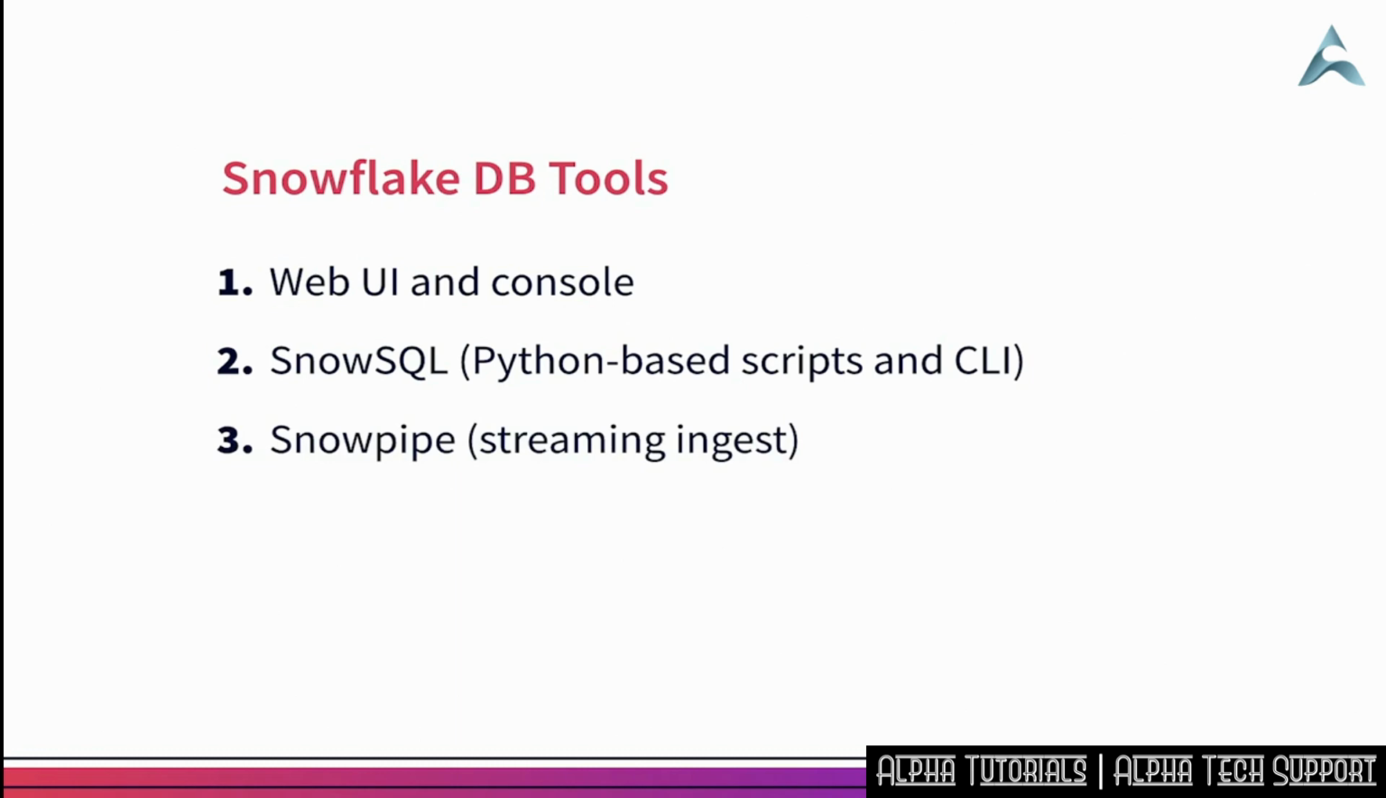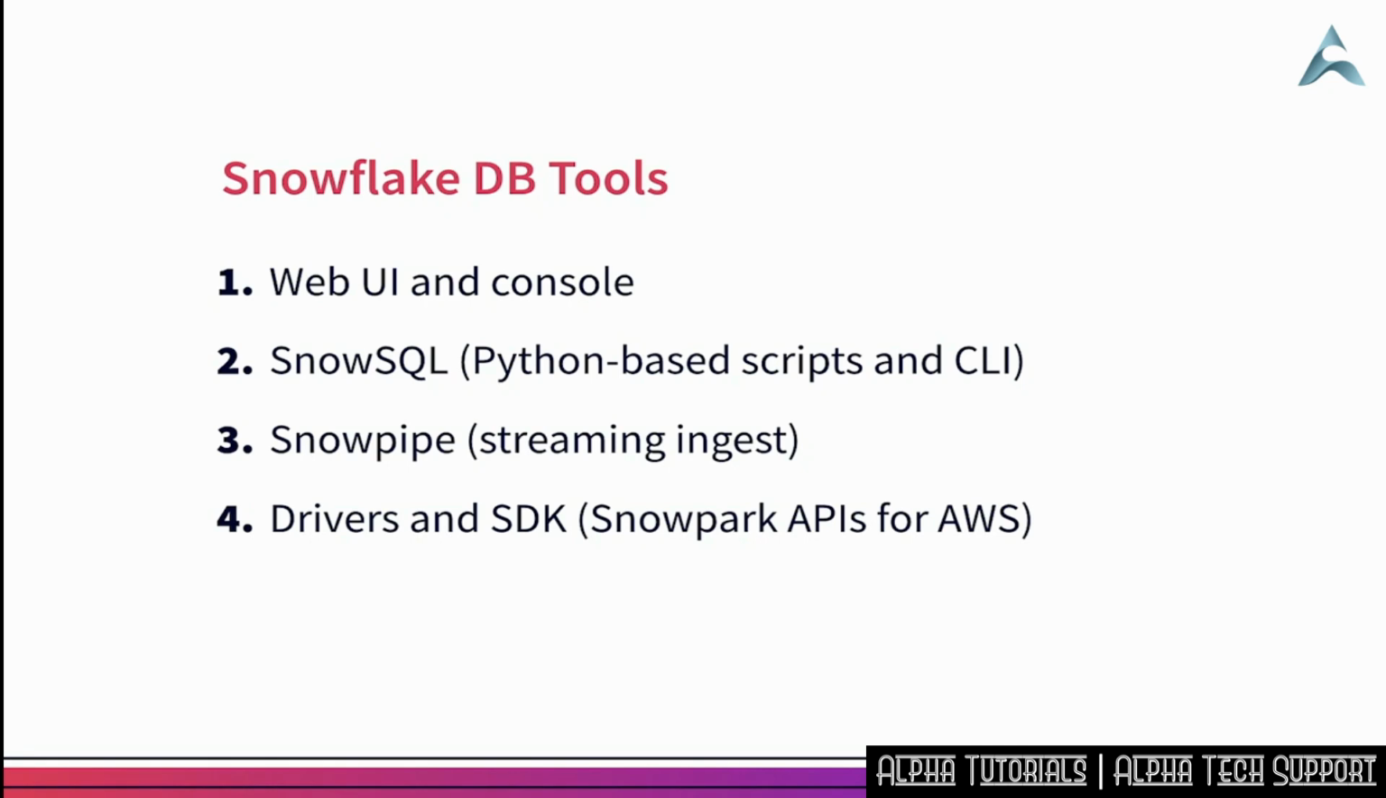There is also Snowpipe, which supports streaming ingest. There are drivers and software development kits for the major languages such as Java and Go and so on and so forth. There are also Snowpark APIs currently for AWS only. I'm sure it'll be for the other clouds shortly. And then there are a number of partner connections. We may take a look at some of those because, again, from the real world, that's something that I actually do quite frequently, but we'll be mostly in the web UI and console because of the time for this course, although in the real world, you'd probably be using SnowSQL quite a lot as well.